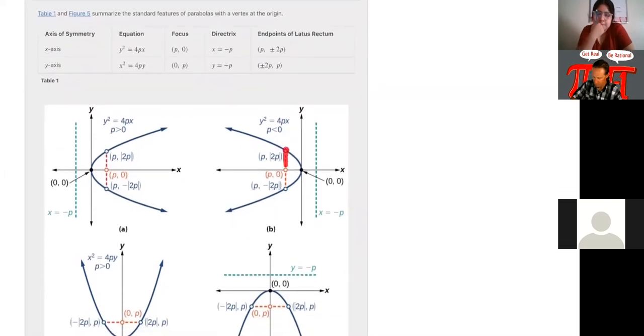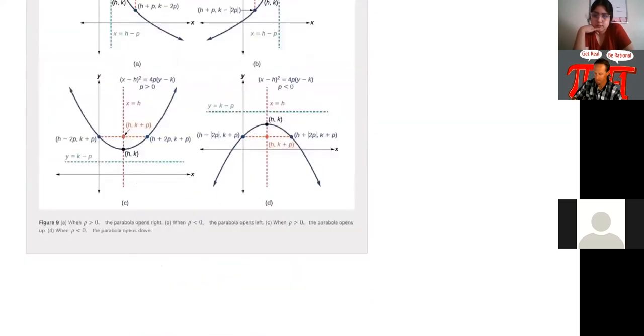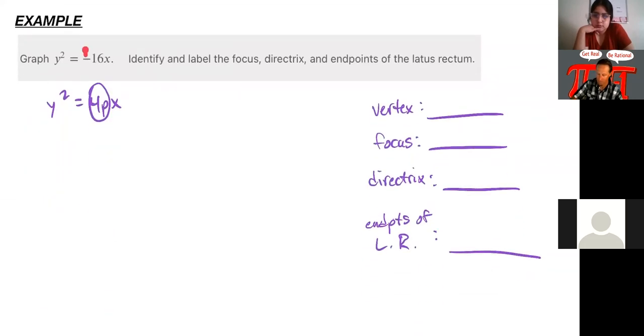The distance from here to here is 2p and 2p, so it is actually exactly 4p. So that distance, that latus rectum distance, is actually already given to us. But notice they had absolute values around it because it's talking about a distance. So we know the distance of that latus rectum is equal to 4p, so that is just 16.